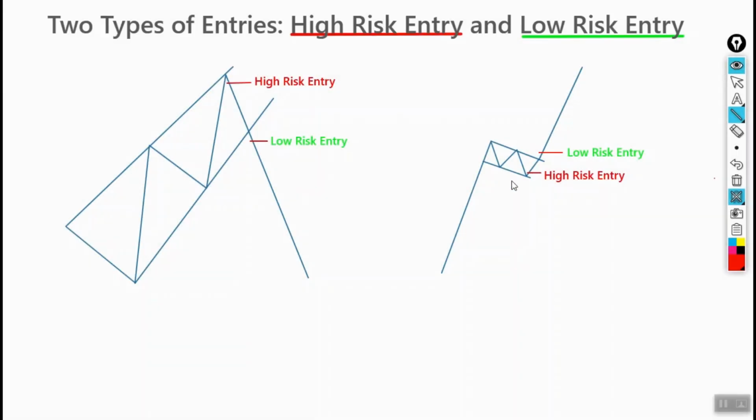Right, so as we said, we have two types of entries in the forex market. The first is the high risk entry, as you see, and the low risk entry. Now the difference between the two is when you enter a market when the direction is not yet confirmed, and the low risk entry is when you enter when the market has now really confirmed and the market is moving impulsively and so on and so forth.